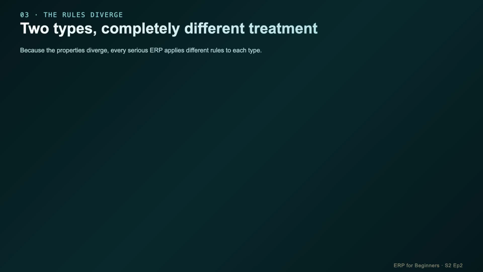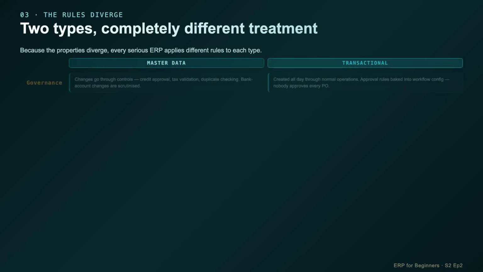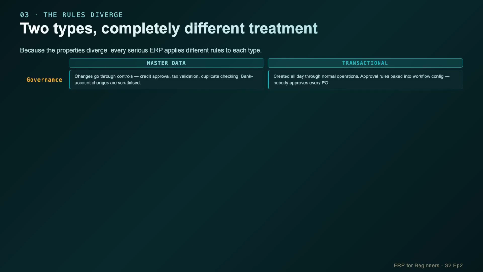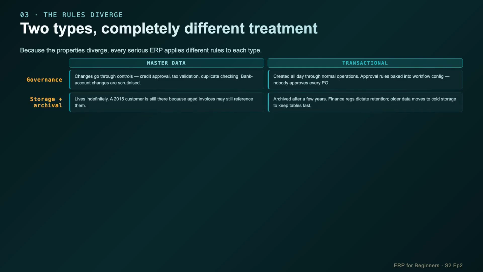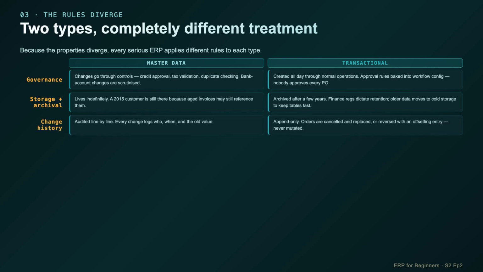Because the properties diverge, every serious ERP applies different rules to each type. Governance. Master data changes go through controls, credit approval, tax validation, duplicate checking. Transactional data is created all day through normal operations. Nobody approves every purchase order.